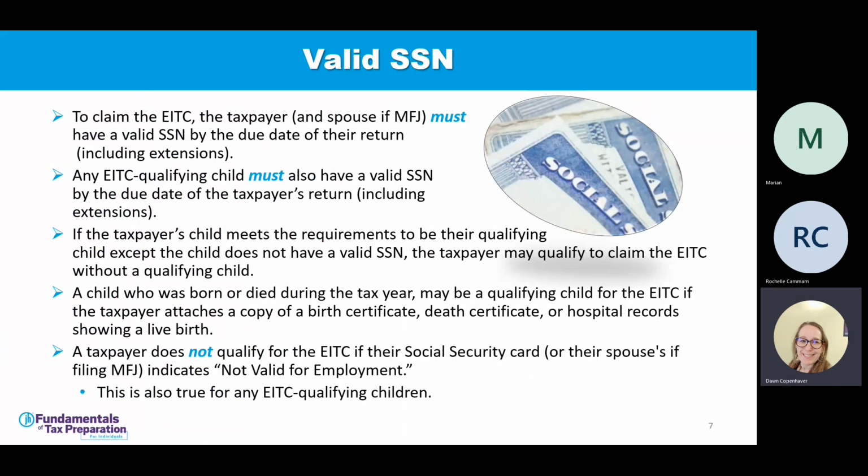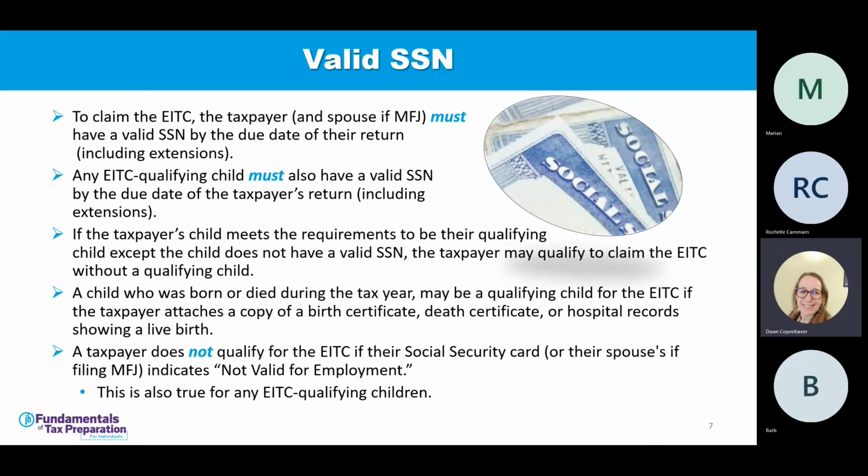All children that qualify for the earned income tax credit must also have a Social Security number issued by the due date of the taxpayer's return. Children who were born or passed away during the tax year can still be a qualifying child for the earned income credit, but the taxpayer has to do some additional steps of attaching a copy of the birth certificate, death certificate, and hospital records showing a live birth. And their Social Security card cannot say "not valid for employment." And that goes for any of their qualifying children as well.